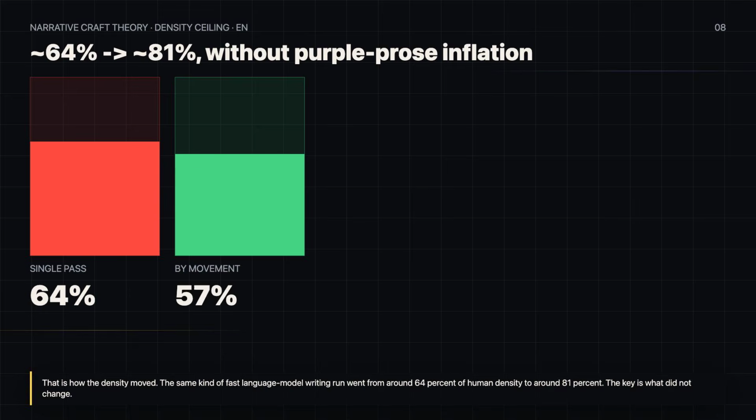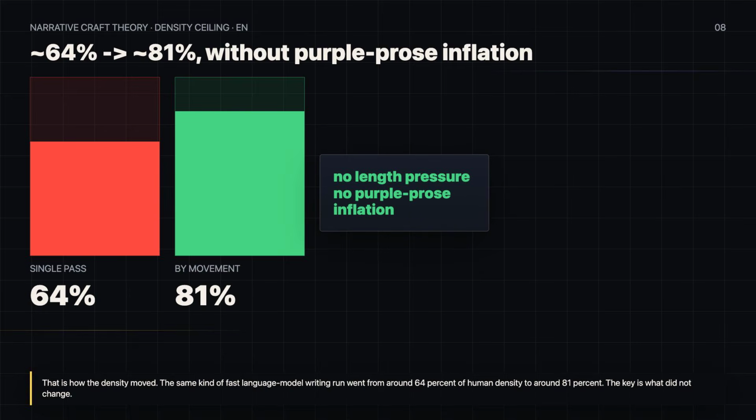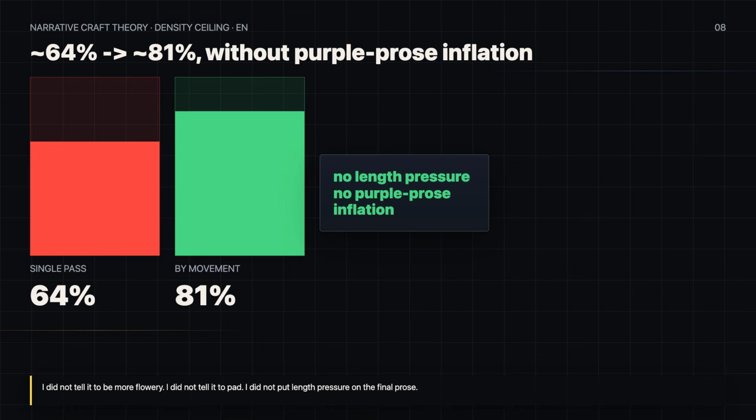The same kind of fast language model writing run went from around 64% of human density to around 81%. The key is what did not change. I did not tell it to be more flowery. I did not tell it to pad. I did not put length pressure on the final prose. Each movement was written fresh against the same plain style expectation, and the length came from the sum of real units, not from stretching one unit past its natural size.